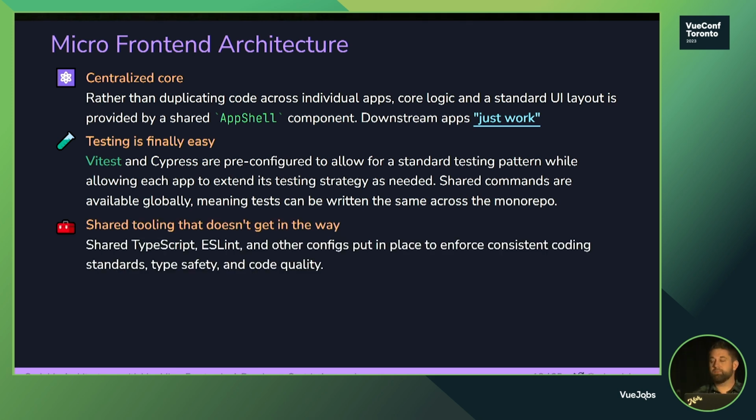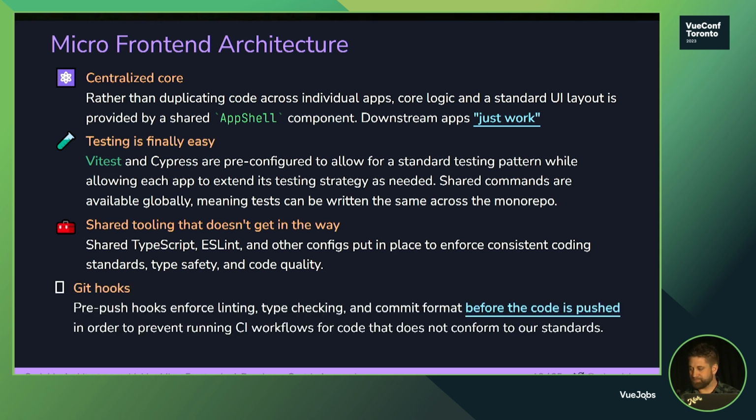We also implemented a lot of shared tooling, right? Things like TypeScript, ESLint, and other configs were put in place to establish that baseline of coding standards that we want across all of our code base. And then that obviously gives us things like type safety and code quality and those sorts of things.